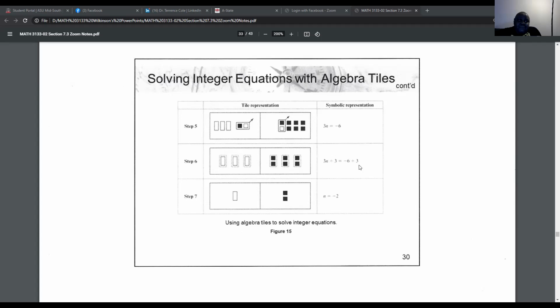Here we divide by 3, okay? We're dividing each one of these n tiles by 3. We need to divide those 6 negative 1 tiles evenly in groups of 2. So n is equal to negative 2. So that's how we use integer. We can solve integer equations using algebra tiles. And also that's where the 0 pairs come in.